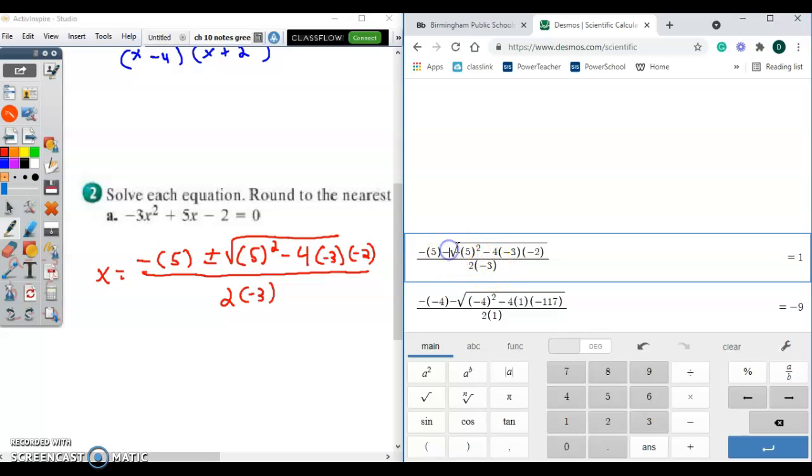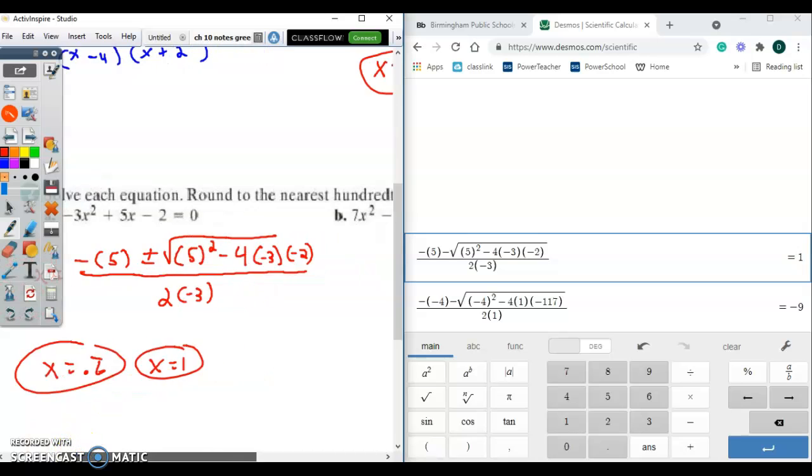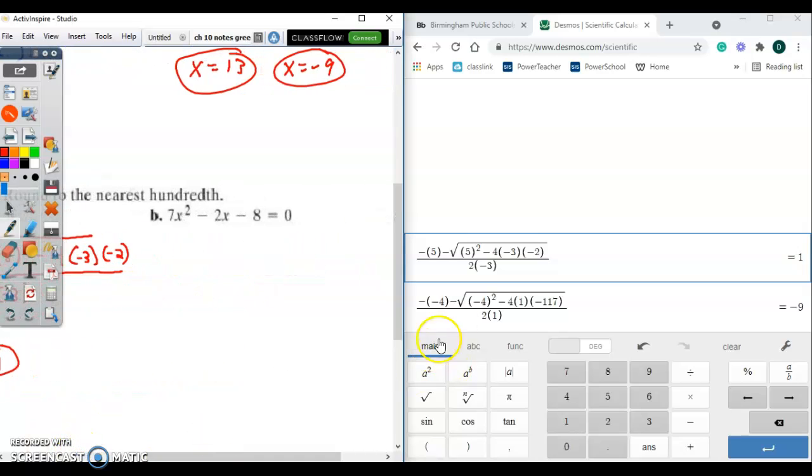And remember, it's plus or minus, right? So here's a plus. So you can see we get 2/3 or 0.6 repeating. So we have x equals 0.6 repeating. But then when I back this out and I put the minus for that same one, I also have x equals 1. So those are my two solutions. All right, then let's do the last one.